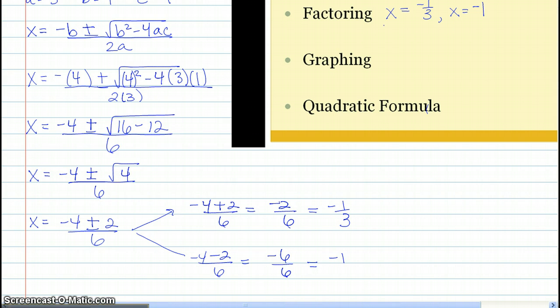So for all of these, factoring, graphing, and quadratic formula, we've had the same two answers for each of the three methods. All options work.